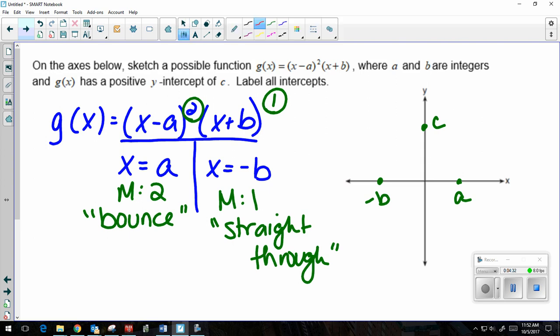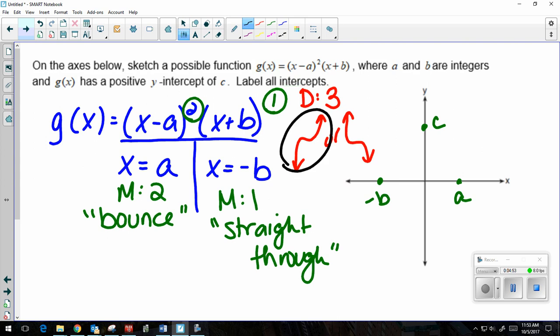Now, my degree, I add my exponents because I'm in factored form. So 2 plus 1 gives me a degree 3, which means it looks like that, or it looks like that. I always like to go with my positive one, so I like to do the one on the left, but as long as you make it match, it doesn't matter.